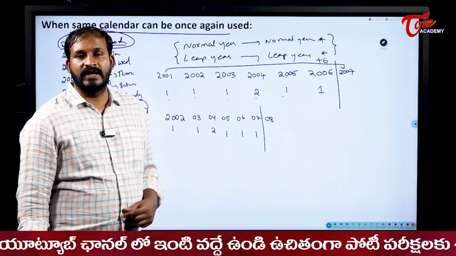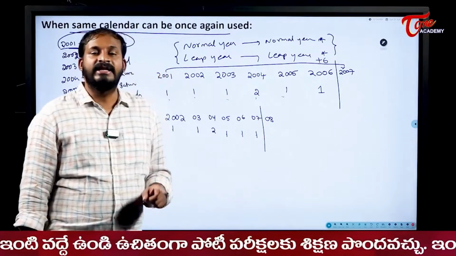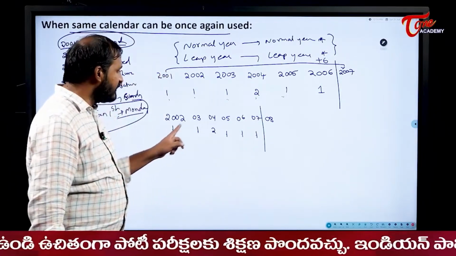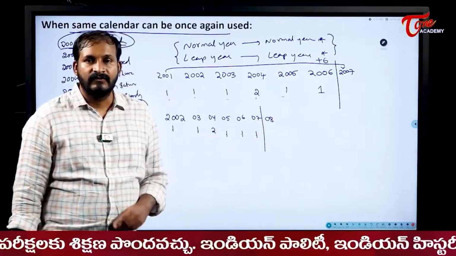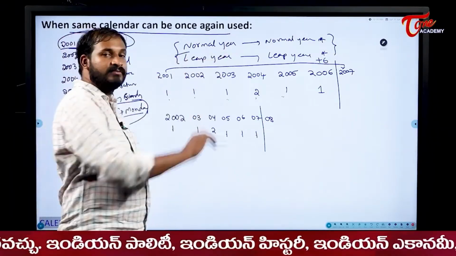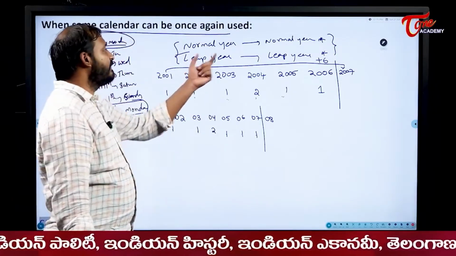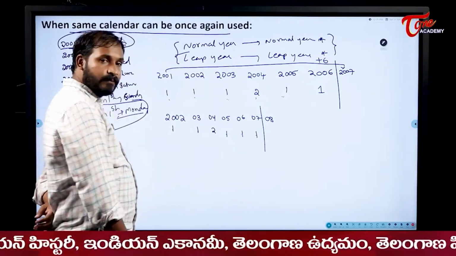No, I cannot use it. Why, sir? What is the reason? This is a normal year. 2008 is a leap year. This is a normal year and this is a leap year. How can I use a calendar of a normal year for a leap year? Which is practically not possible. That is the reason I told you: a normal year calendar should always be used for a normal year, and a leap year calendar should always be used for a leap year. Yes, sir. Okay, good.